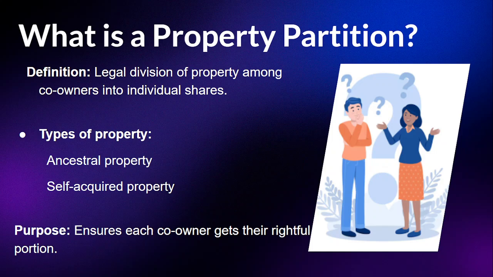The main goal is to end joint ownership and give each person independent rights. This process provides legal clarity and helps avoid future disputes. Now that we know the meaning, let's see on what legal grounds a partition can be claimed.